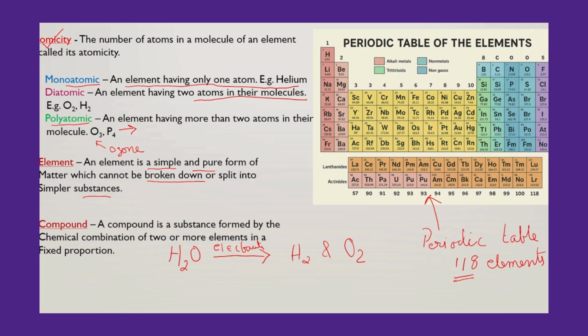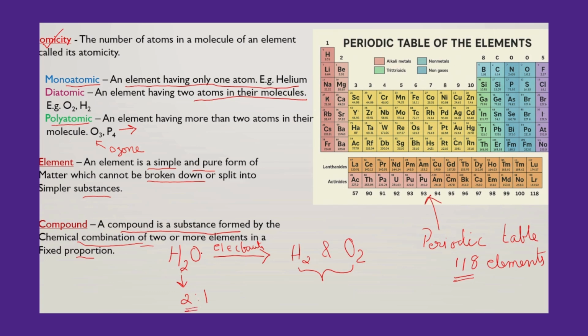Okay, so this thing which can be broken down into its constituent particles or constituent elements is known as a compound. So what is a compound? A compound is a substance formed by the chemical combination of two or more elements in a fixed proportion. Fixed proportion means water is formed with 2 hydrogen and 1 oxygen. Water cannot be formed by 3 hydrogen and 1 oxygen, or 2 oxygen. It is not possible. Always it is formed in the ratio of 2:1.